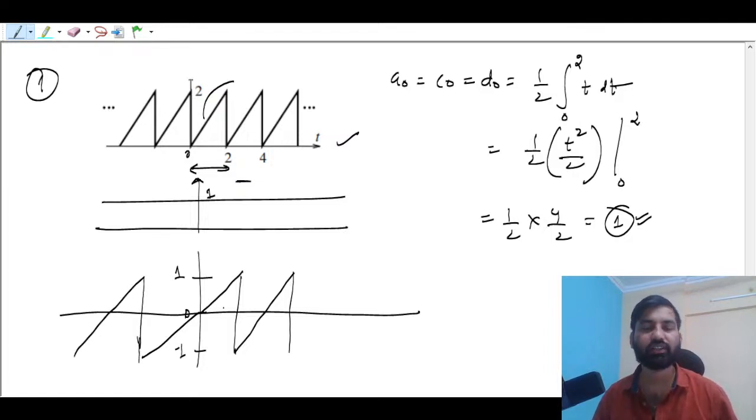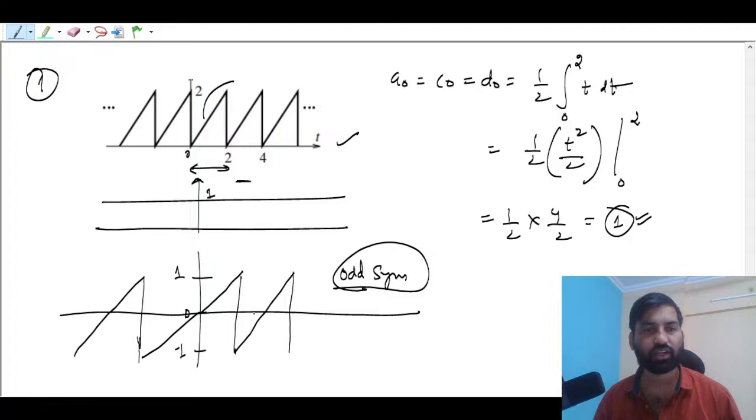Now you see here what kind of symmetry it has. This has odd symmetry. It also has half wave symmetry, you can see. I hope this makes sense, right? So this has odd symmetry. Odd symmetry is there.